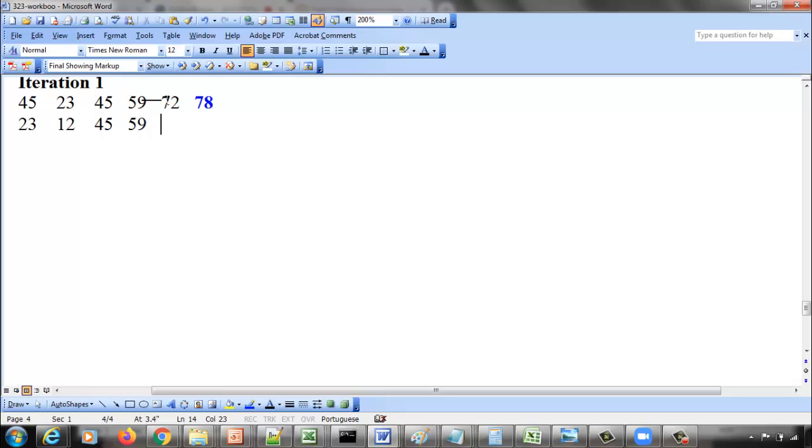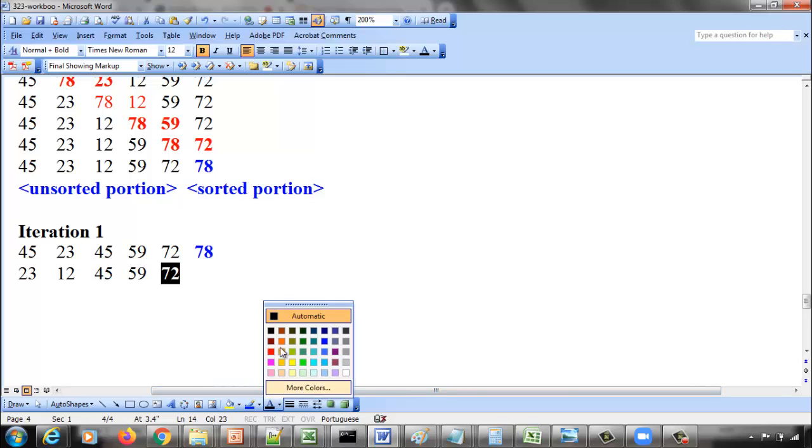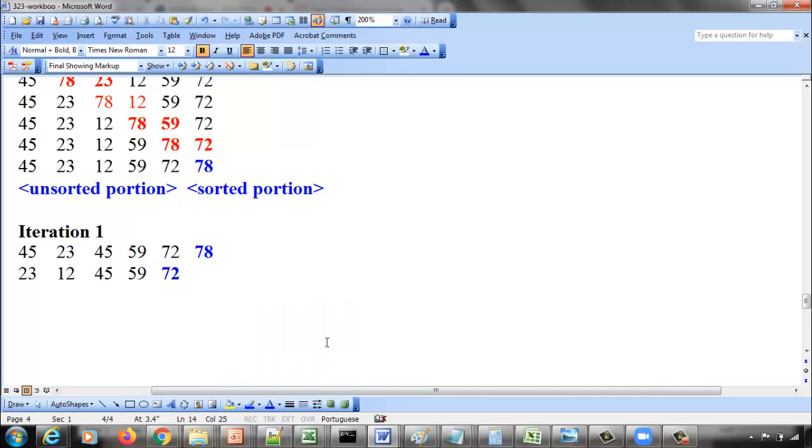Then 72 need not be compared to its right, because we are sure that that's the sorted portion, which means the largest element has moved there to its final position. So 72 is really the last element in the unsorted portion, and it has moved to its final position in the final sorted array. So that means 72 can also now be considered part of the sorted portion, as well as the 78. So this is how the array contents are at the end of iteration 1.